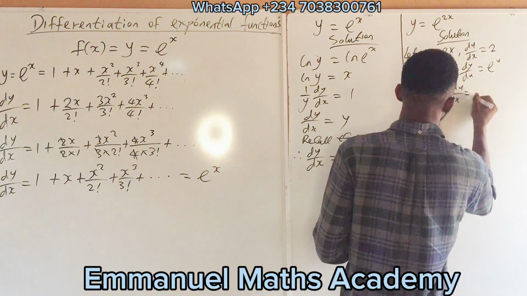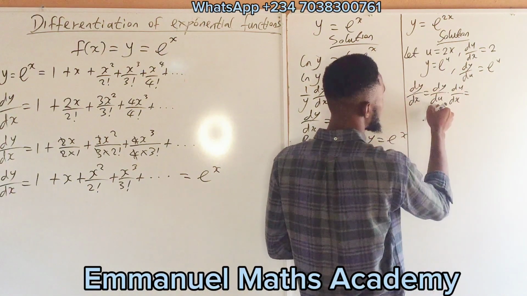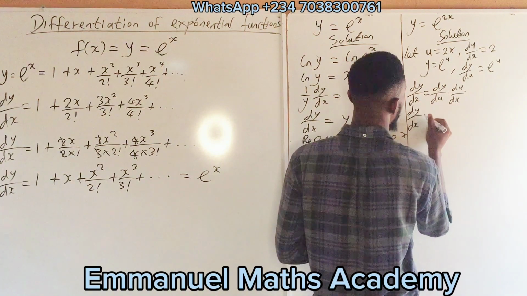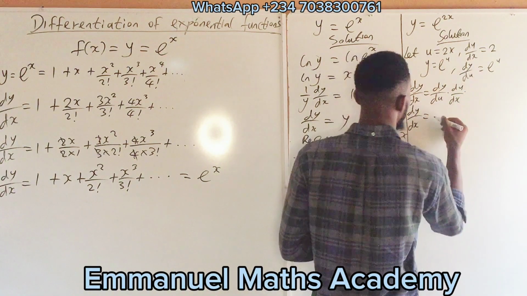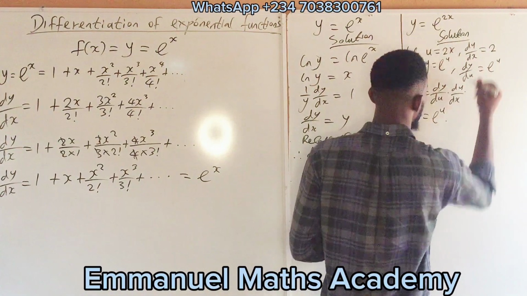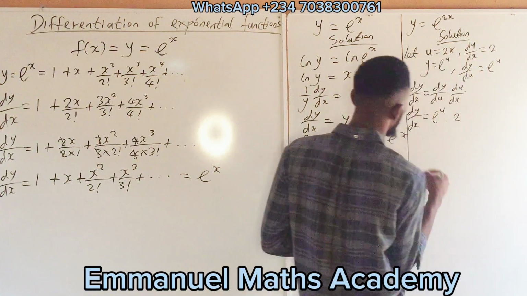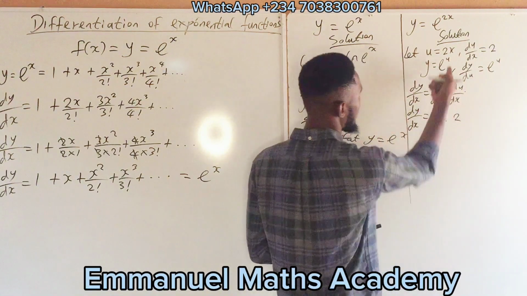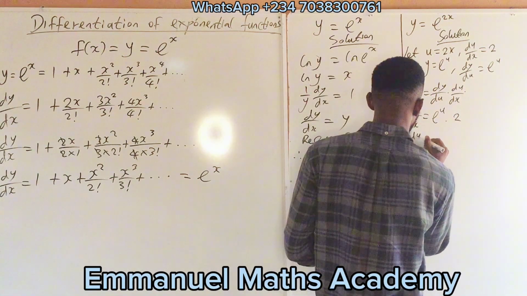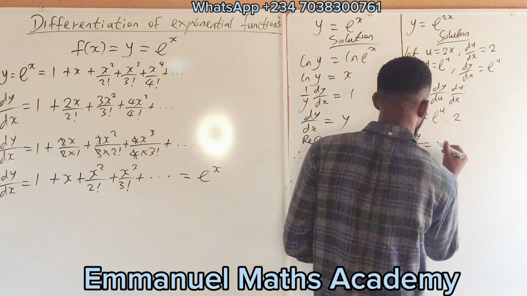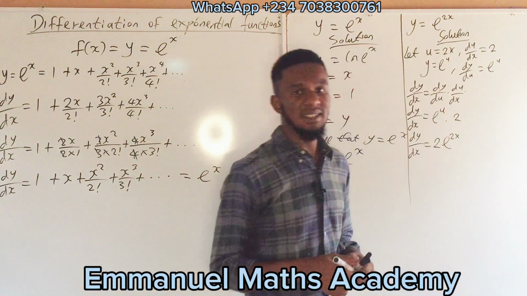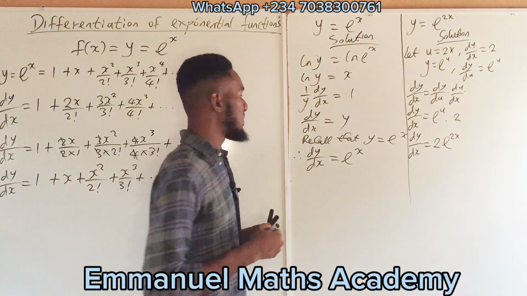Now this is equal to what? Our dy du is this. You have exponential u times 2, right? But recall that our u is 2x. Now substitute the value of u for this 2x. You now have that our dy dx is equal to 2 exponential 2x. As simple as that. Now let's look at another example.